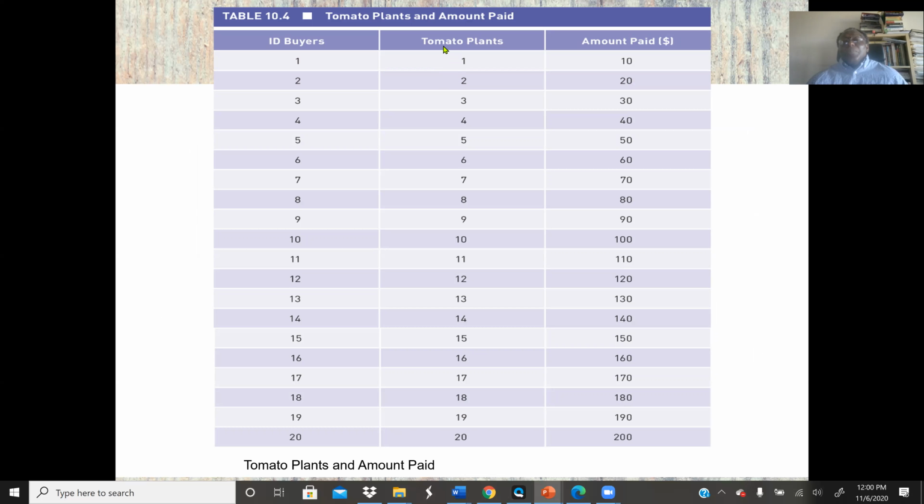So this is an example of a bivariate data set. We have tomato plants and the amount paid. Here we are trying to find the relationship between tomato plants and the amount paid. Is it an increasing or decreasing relationship? An increasing relationship means the more tomato plants we have, the more money will be paid. So we can use the two variables here and find the correlation coefficient value. It should be from -1 to 1, and that will determine what kind of relationship we have here.